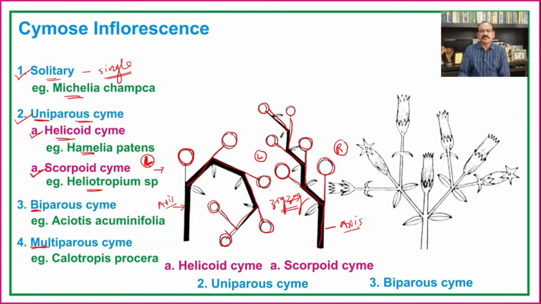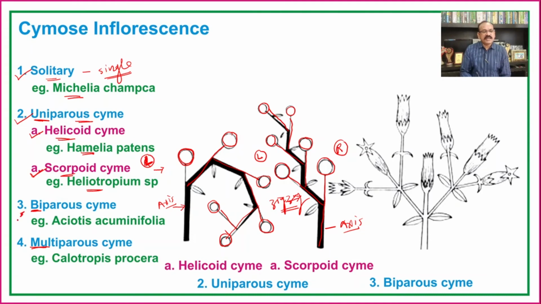So such a type of inflorescence in which the flowers alternatingly develop on the two different sides, because of that the central axis becomes zigzag and takes the shape of a scorpion tail, and hence it is known as scorpioid cyme.